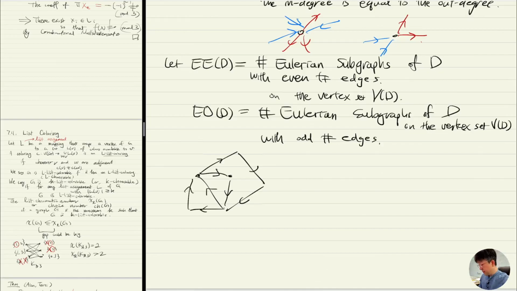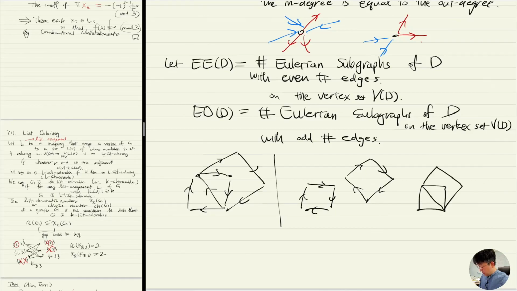So this is Eulerian, and so what are the examples of even Eulerian subgraphs? Well, think of the even cycles. For instance, this is an even Eulerian subgraph, and that's an even Eulerian subgraph. Right, and then their union, or the empty set, is even Eulerian.